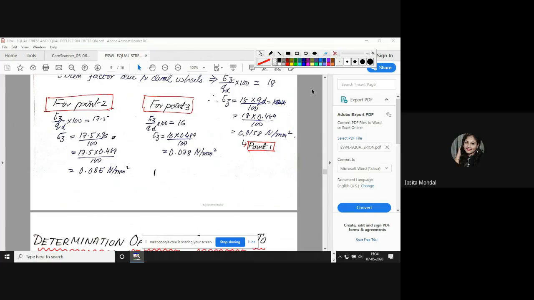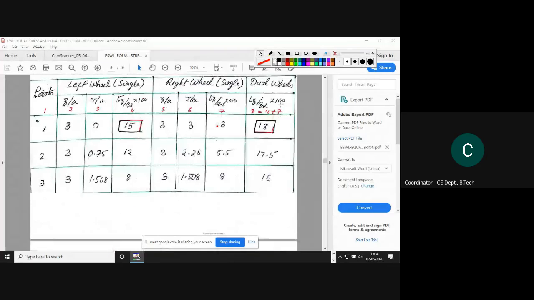See here. What is the stress factor for dual wheel? This much. Okay, that means if we equate this equation with this one, this value, then here QD we know, 0.489 Newton per millimeter square. Okay, now this factor is unknown. Now what is this factor? This factor is the sigma z, that is the vertical stress developed at point 1.